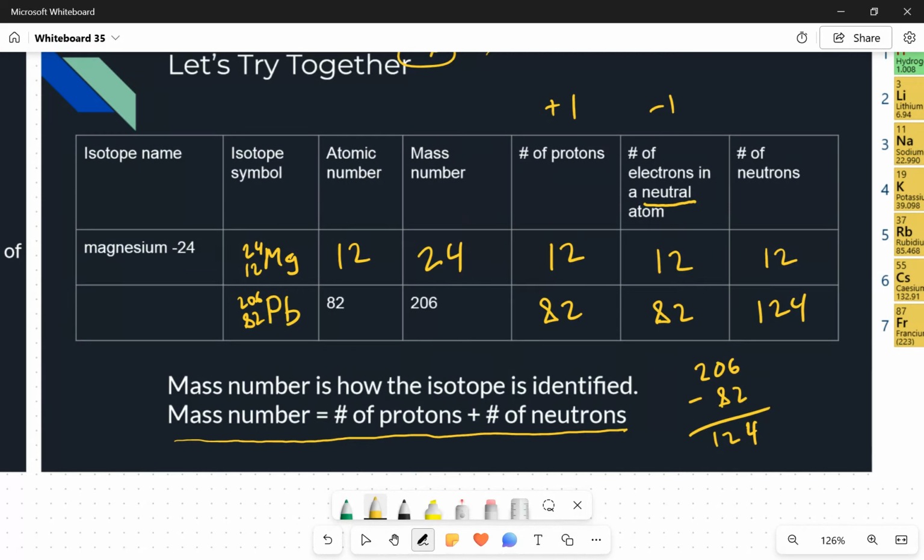Last, I need to write the name. The name of my element is lead. Then I put a dash, and then I put my mass number, 206. So my isotope name is lead-206.